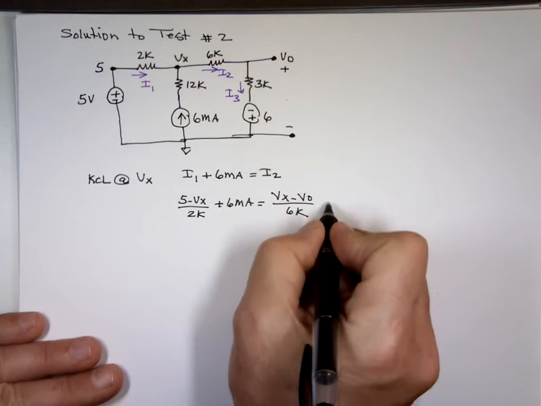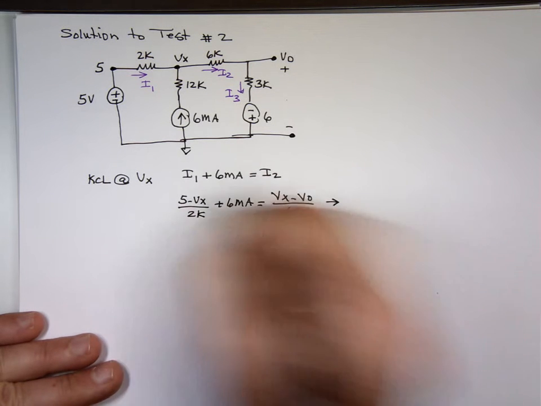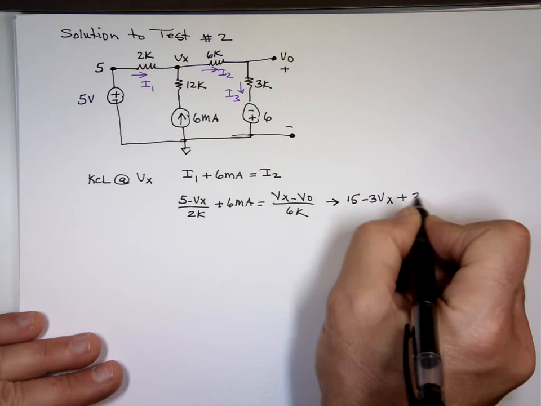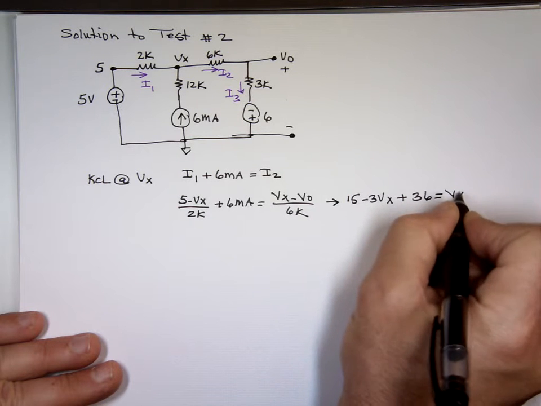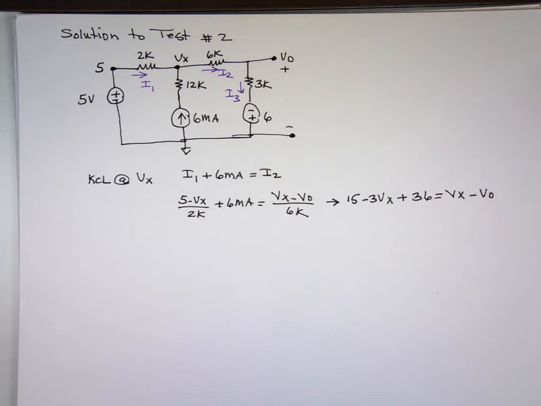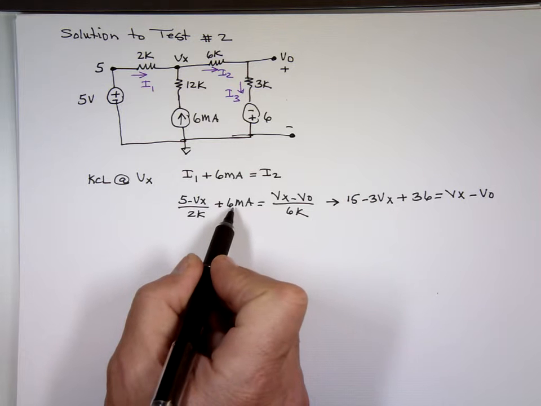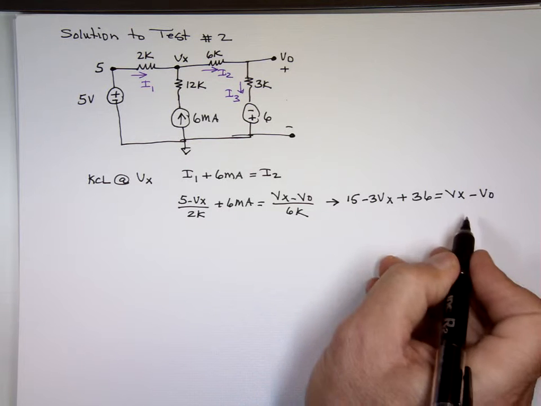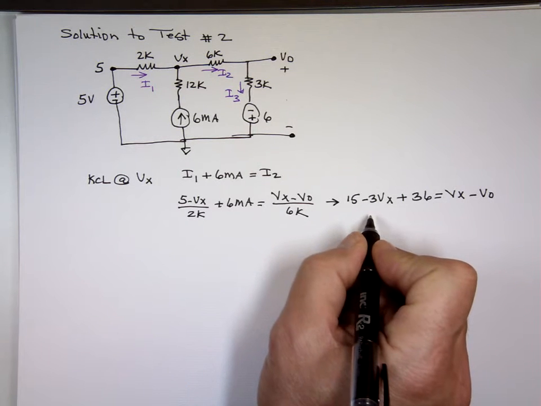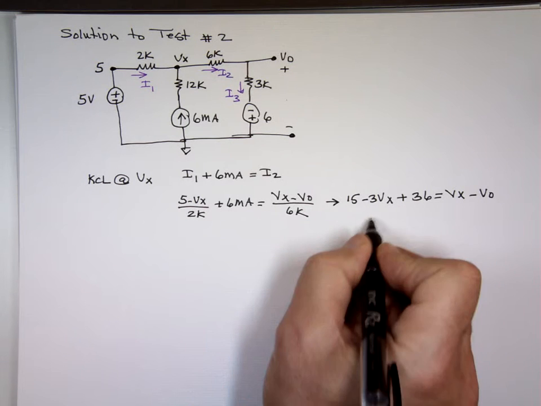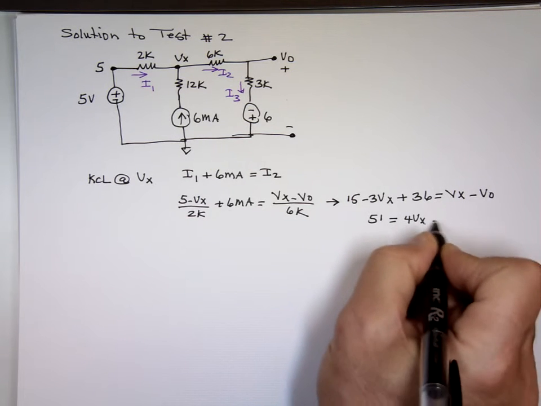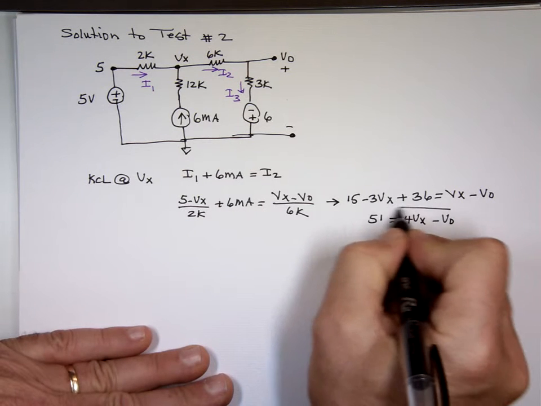And if you multiply everything by 6K, that's your LCD, you'll have 3, that's 15 minus 3 Vx plus 36 equals what? Vx minus V out. I think that's 15 minus 3 Vx. 6 times 6 is 36. Vx minus V out. Okay. All the Vx is on one side. What's 15 and 36? 51, is it? Equals 4 Vx minus V out. That's one equation.